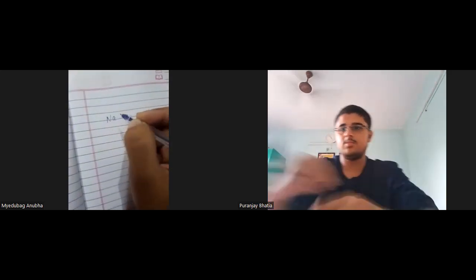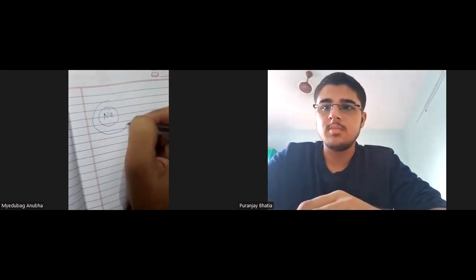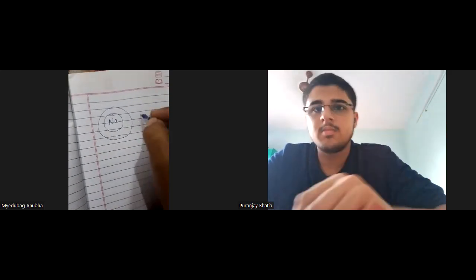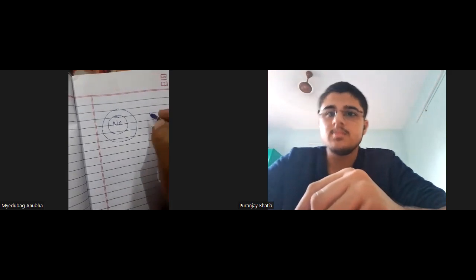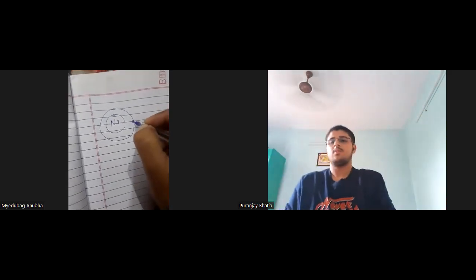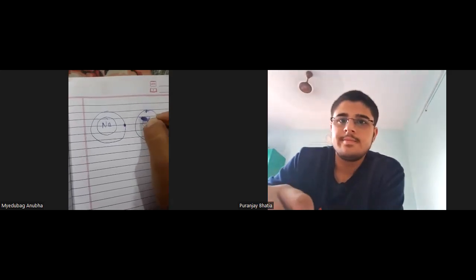So now sodium. This is the nucleus of the sodium, and these are the shells. Either you can draw the outermost shell, or you can draw all three shells. I'm drawing the outermost shell because three shells would take time. So the valence shell has a single electron. In chlorine, the valence shell has 7 electrons.